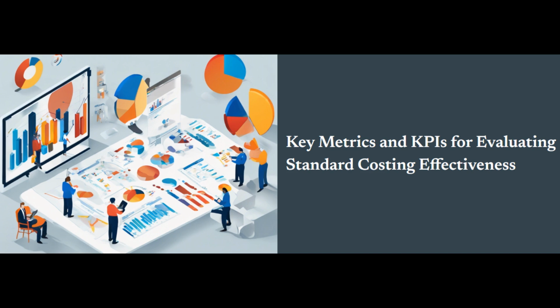Material quantity variance, the difference between the standard quantity of materials expected to be used and the actual quantity used. Labor rate variance, the difference between the standard labor rate and the actual rate paid. Labor efficiency variance, the difference between the standard hours expected and the actual hours worked. Overhead variance, the difference between estimated overhead costs and actual overhead costs. By analyzing these variances, organizations can identify the root causes of cost discrepancies and implement targeted solutions to address them.